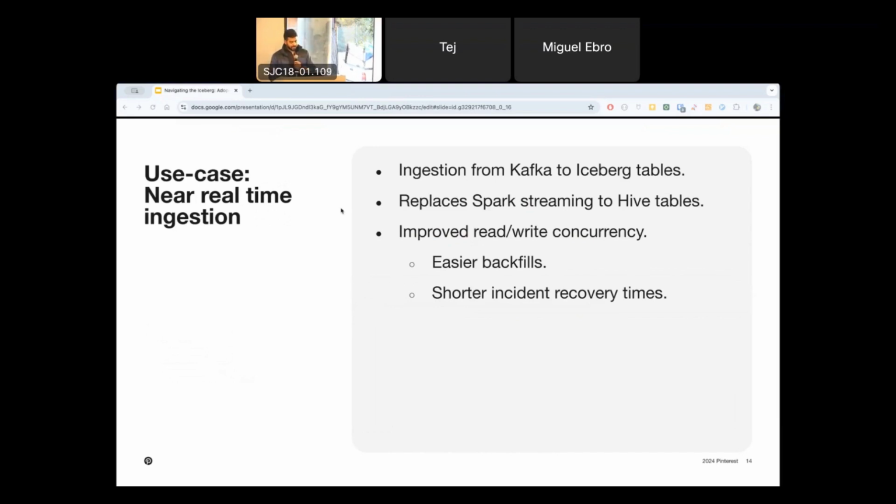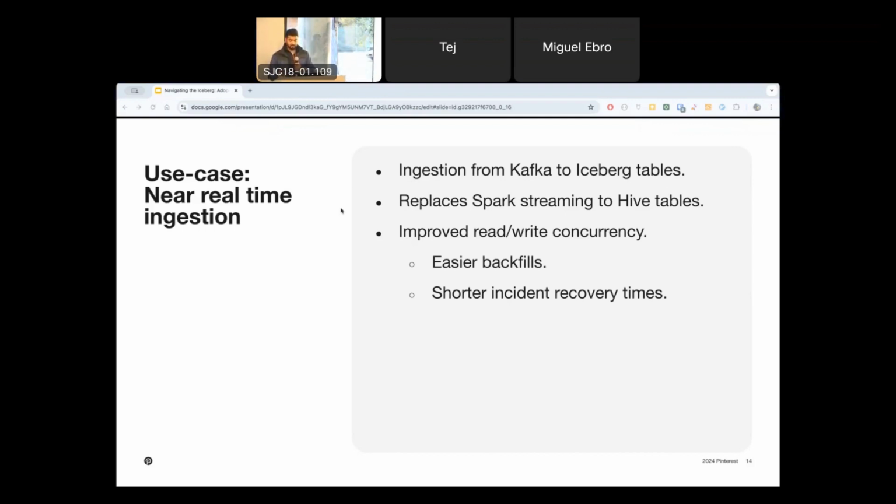All right. The next use case we have is near real-time ingestion. Prior to Iceberg, we used Spark streaming to write to Hive tables. But with Iceberg, we now also have Flink. So we read from Kafka, process through Flink, and then write to Iceberg tables directly in micro batches. The reason Iceberg is helpful here is because you can have background processes that do the compaction of the files, or if needed, rewrite all the files and the metadata.